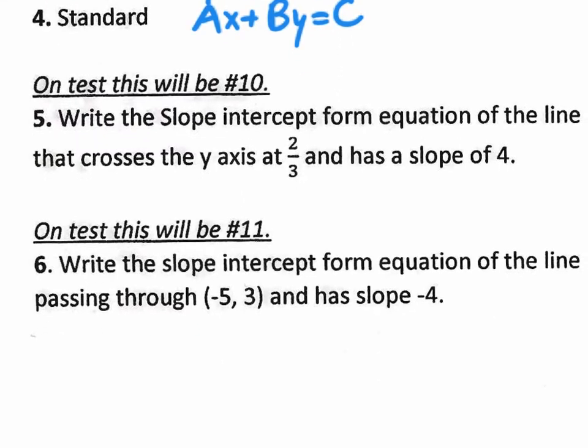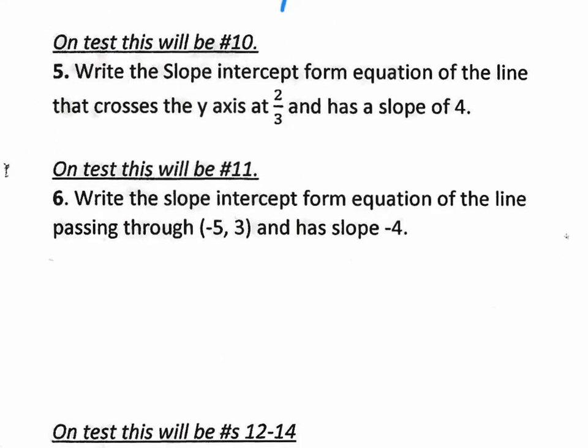Moving on to number 5, but this is going to actually be number 10 on the test itself. It says right here, write the slope-intercept form equation, that's y equals mx plus b, of the line that crosses the y-axis at 2/3 and has a slope of 4. So slope-intercept form, you need 2 things. You need the m and you need the b. If you know the m and you know the b, you're going to be able to write it in y equals mx plus b. So right here they give you the m and the b, so you're able to write it in y equals mx plus b form. What's the answer? What's the equation?